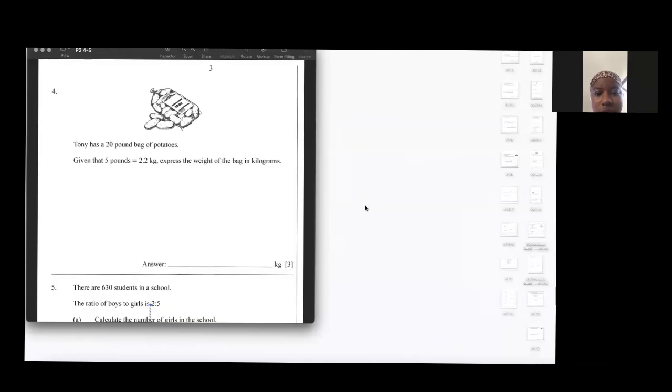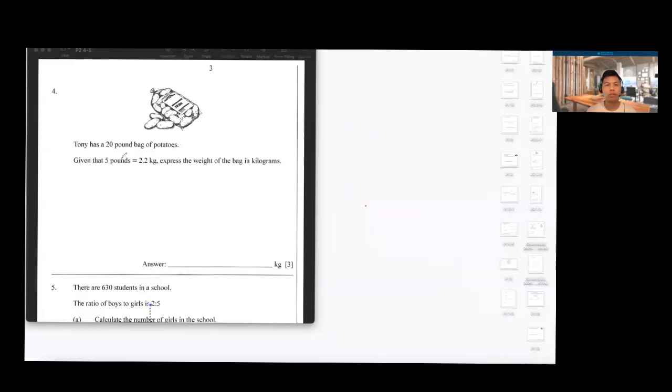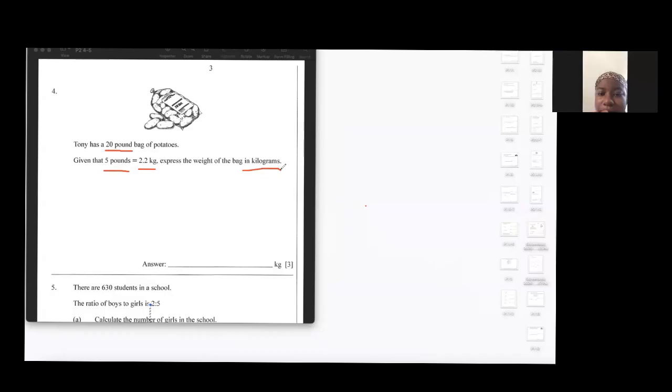Tony has a 20-pound bag of potatoes. Given that 5 pounds is 2.2 kilograms, express the weight of the bag in kilograms. Okay. So Tony has a 20-pound bag of potatoes. So 5 pounds is 2.2 kilograms. So how many kilograms is that? So how do we solve this? So he has 20 pounds, right?